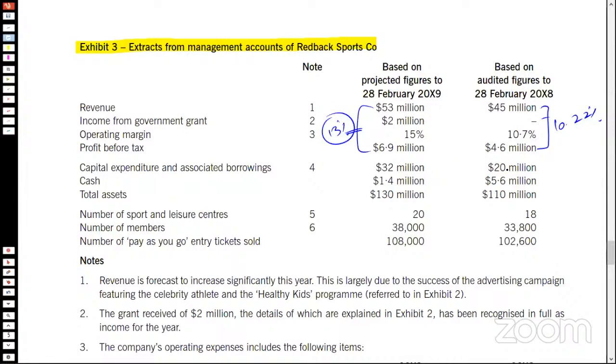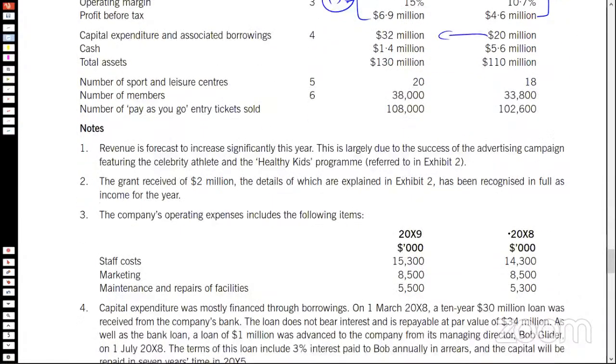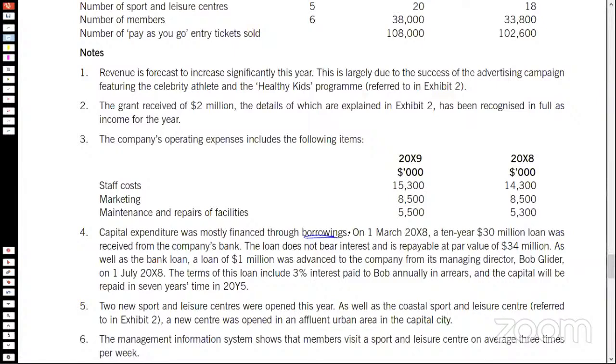Now, capital expenditure and associated borrowings. It says capital expenditure was mostly financed through borrowings. On 1st March, a 10-year, 30 million loan was received from the company's bank. Loan does not bear interest. Okay, so that's a zero coupon loan and is repayable at par value of $34 million. You have obtained 30 million, it will be repaid at 34 million. As well as the bank loan, 1 million was advanced to the company from its managing director, Bob Glider. The managing director is a related party. The term of this loan includes 3% interest rate paid to Bob annually in arrears, and the capital will be repaid in 7 years' time.